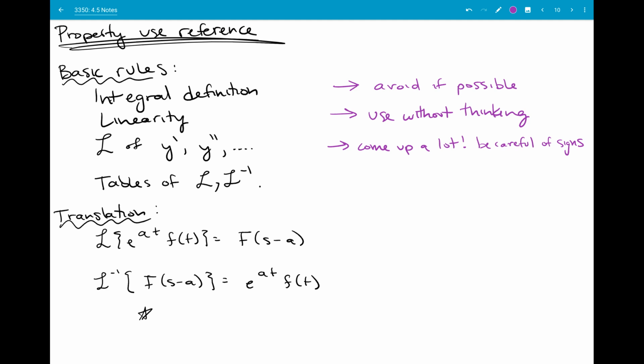The formulas themselves, I think, are pretty straightforward, especially if you practice them a few times, but it's easy to make little mistakes. And then the tables of L and L inverse, I would say use whenever possible.